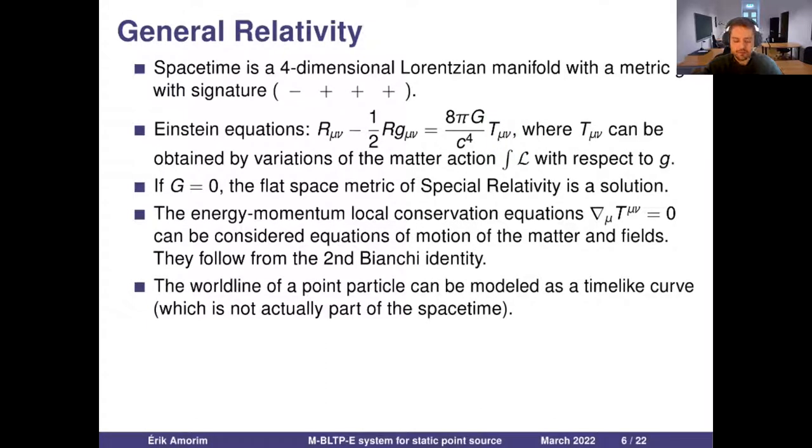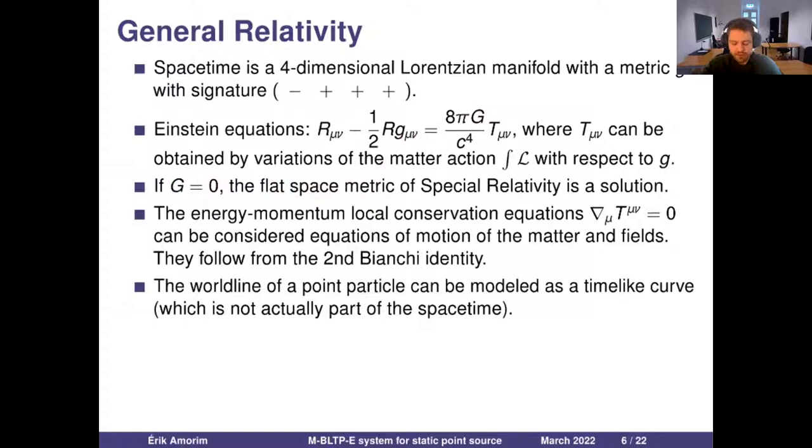Of course, if the Newton gravitational constant G is actually equal to zero, which it's not, but let's imagine we can make it zero, then the flat space, the Minkowski space, is a solution to the Einstein equations. Not the only solution, but of course it is a solution.